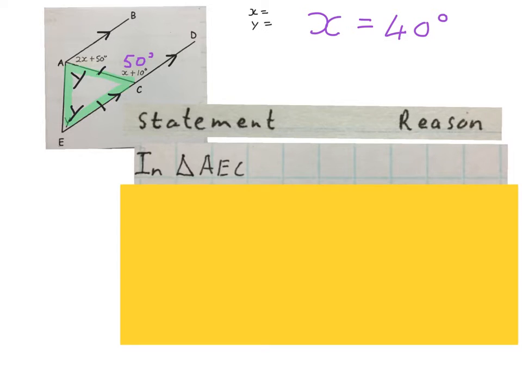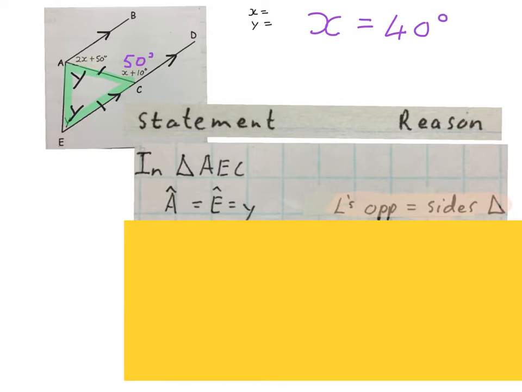We are now going to move into this triangle. So I wrote here in triangle AEC. They told us that this and this side is equal. That means that the angles opposite them will be equal. So that is why I made that angle y also.